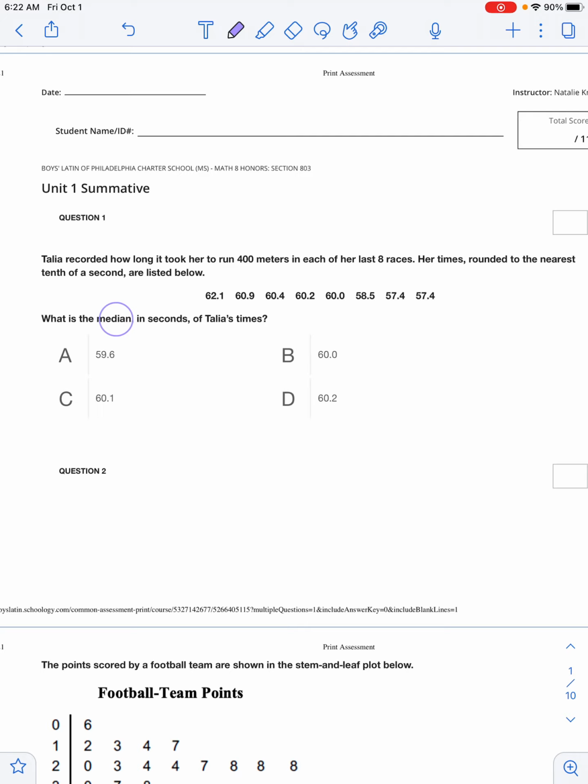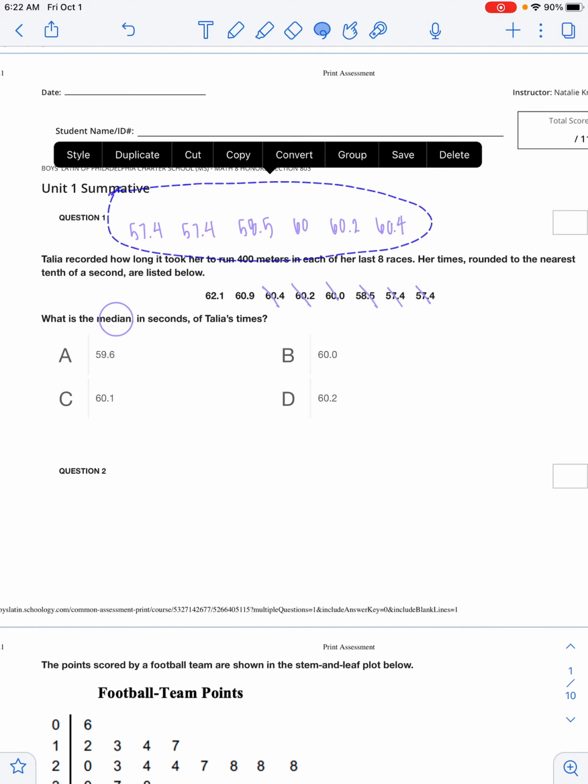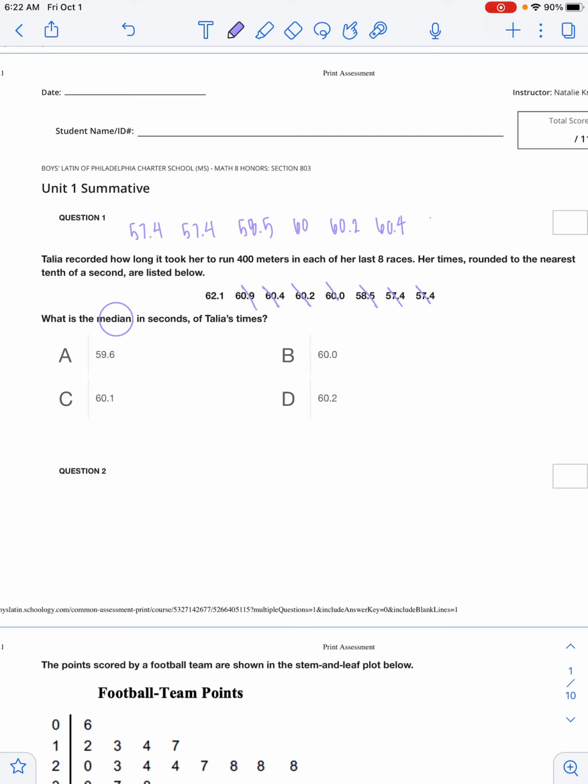Now remember that word median means middle. So to find the median, we need to list our numbers from least to greatest. I usually like to cross mine off as I'm listing from least to greatest just to make sure I don't skip anything, and it helps me to catch any potential mistakes. Once I have my list from least to greatest, I just need to find the number in the middle.